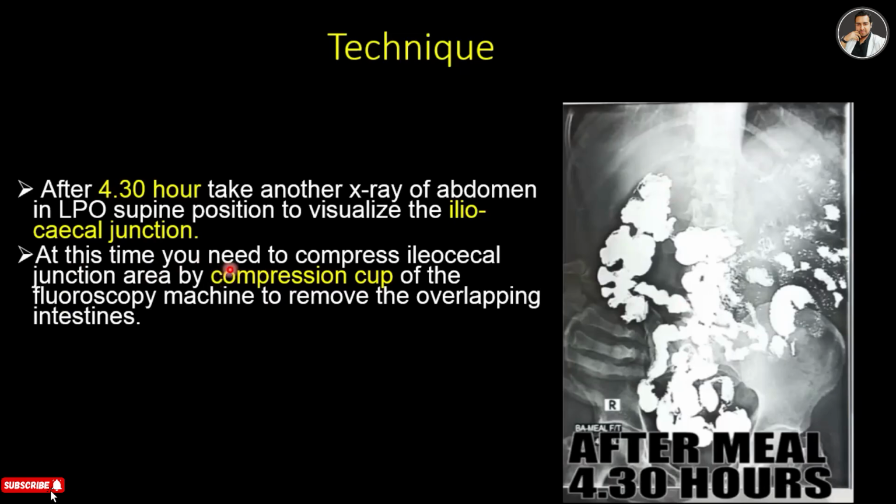At this time, you need to compress the ileocecal junction area with the compression cup of the fluoroscopy machine to remove the overlapping intestine. In a normal position, the intestines may overlap each other and obscure the ileocecal junction. So you need to use the compression hand of the machine and compress this ileocecal junction part of the patient so that the other small intestinal parts move away and the ileocecal junction is seen clearly.